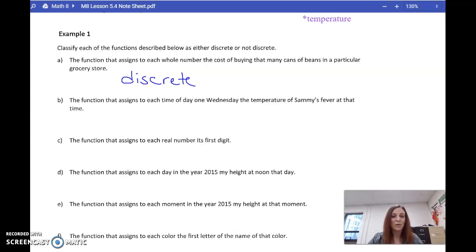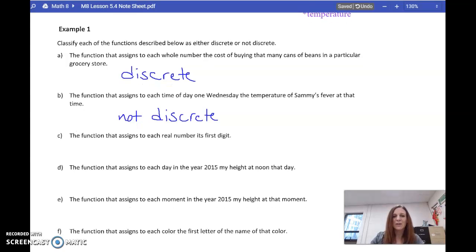Okay. Now, the next one says the function that assigns to each time of day, on one Wednesday, the temperature of Sammy's fever at that time. So mom's recording Sammy's fever at that time. So is that discrete? Well, can you get a decimal as a temperature? Yeah, it's kind of what we talked about. So this would, what we'd say, is not discrete. There's nothing wrong with it. It's just not a discrete function.